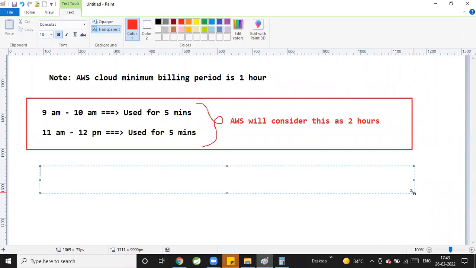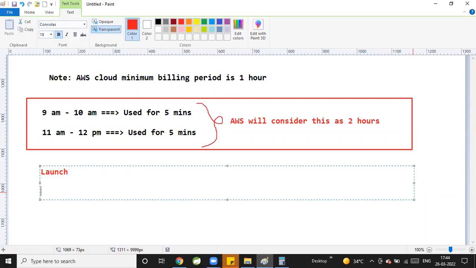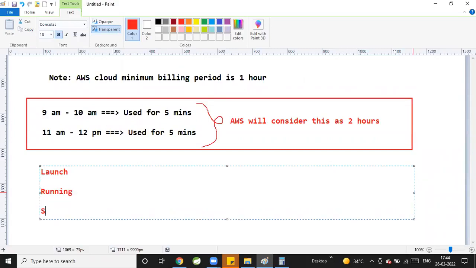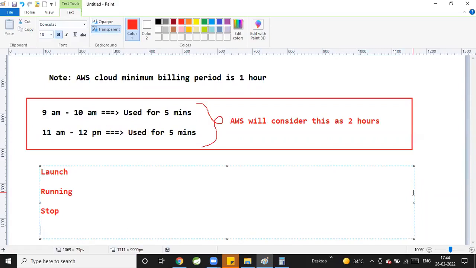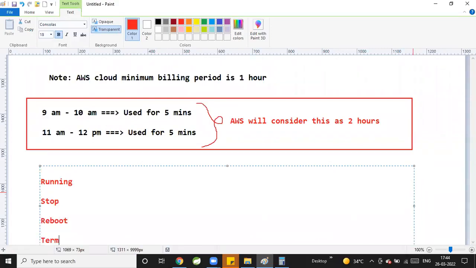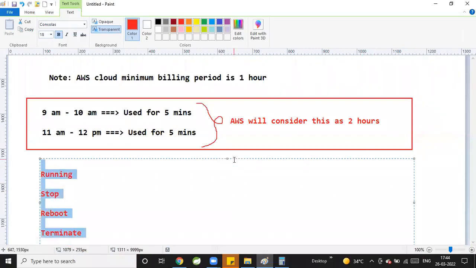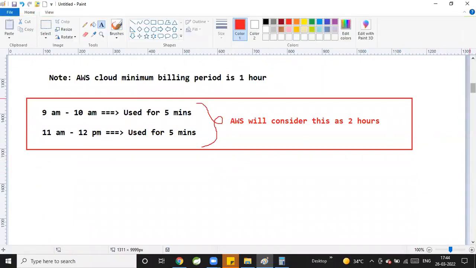Now here, if you launch the instance, from the launch state you move the instance to running state. From the running state, your instance can go to stop state. From the stop state, your instance can go to reboot state. From the reboot state, you can move the instance to terminate state. So these are the several states of the instances that we can see in AWS.